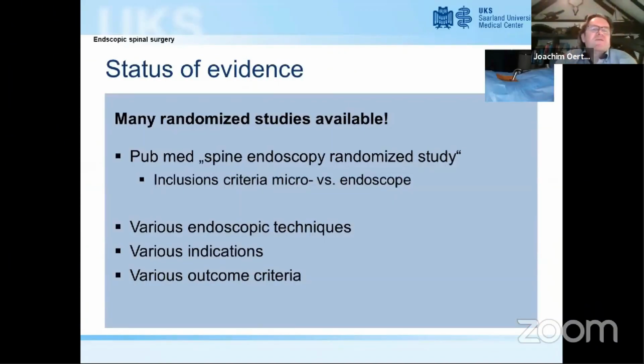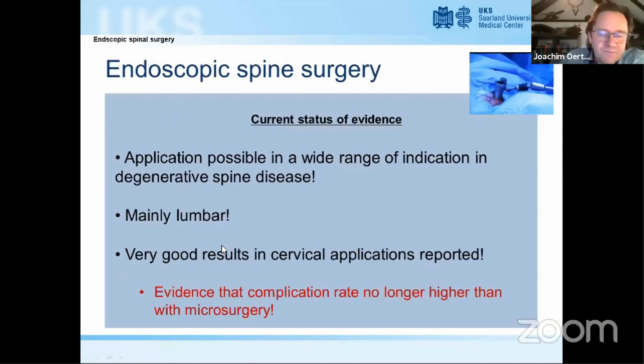So now I come to the status of evidence. What can we gain from the randomized studies? Is endoscopy superior to microscopy? The problem is that various endoscopic techniques, various indications, and various outcome criteria have been included. So when we go through all the data right now, the application is possible in a wide range of indications in degenerative spine disease. Most of the randomized studies are lumbar. We also have very good results in cervical applications, but there are very few randomized studies for the cervical spine.